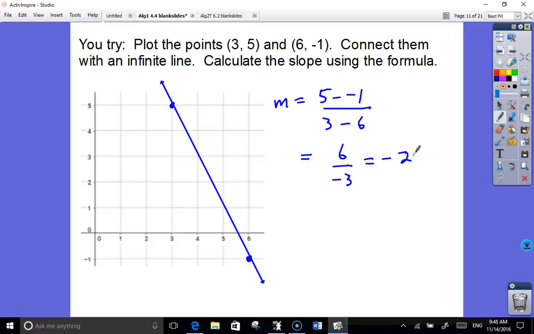So the slope is -2. It's negative because the line is going down from left to right, as you look at it. Up is like this, down is like that.